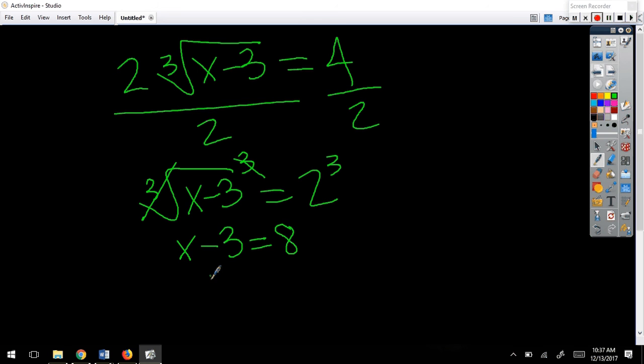Plus 3. So those are fairly easy, yes? Pause this and let you. Someone asked earlier, what happens if there's more than just a number on one side?